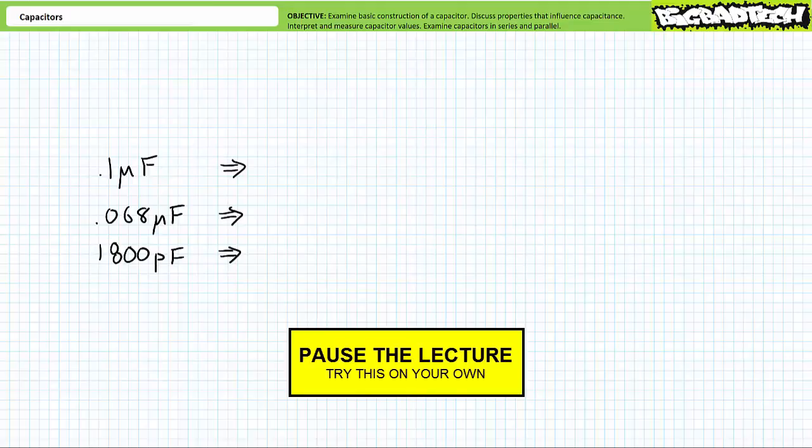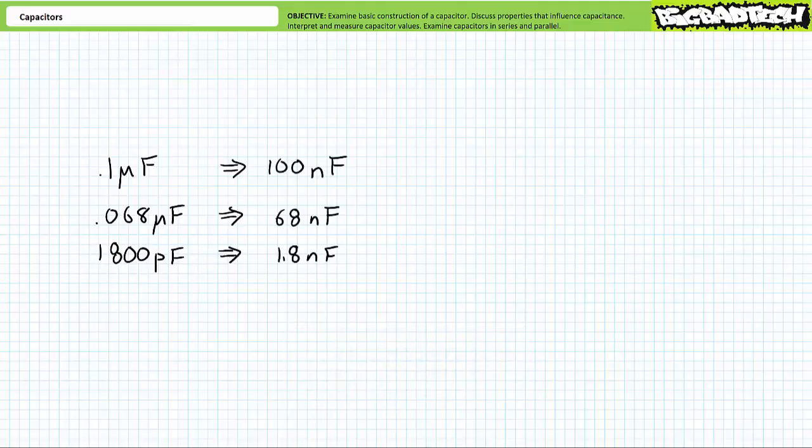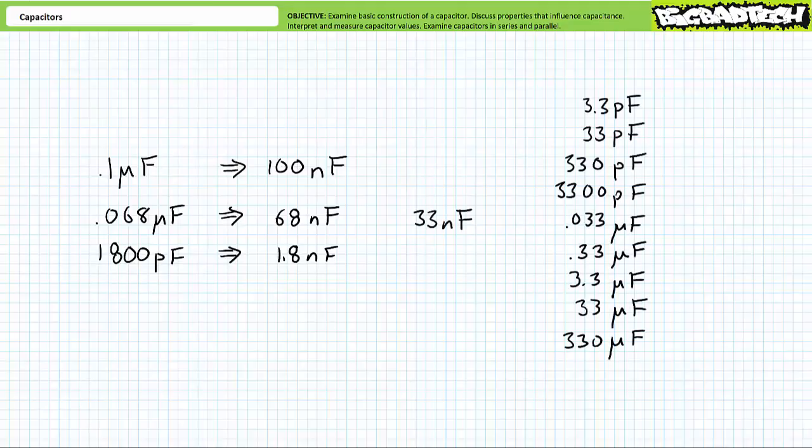By all means, pause the lecture and try this on your own. If you're tracking, you should have arrived at the following conclusions. The 0.1 microfarad capacitor is equivalent to 100 nanofarads. The 0.068 microfarad capacitor is equivalent to 68 nanofarads. Finally, the 1,800 picofarad capacitor is equivalent to 1.8 nanofarads. Let's do the same exercise in reverse. Let's say you need a 33 nanofarad capacitor.